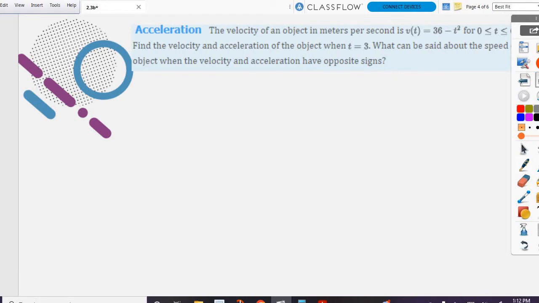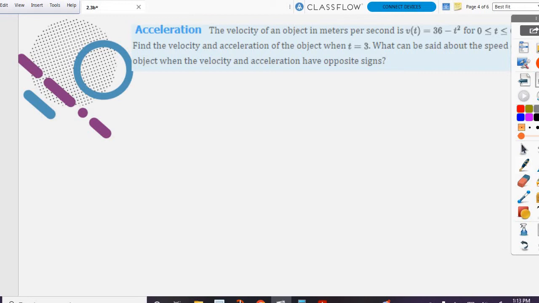It says the velocity of an object in meters per second is v of t equals 36 minus t squared. Find the velocity and acceleration of the object when t is equal to 3. What can be said about the speed of the object when the velocity and acceleration have opposite signs? Slowing down. We'll get there in a second.